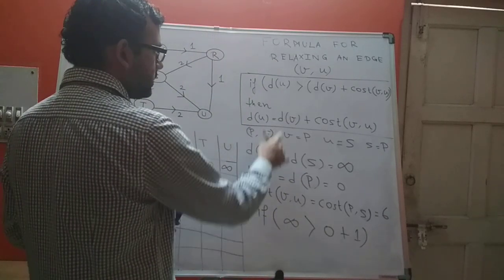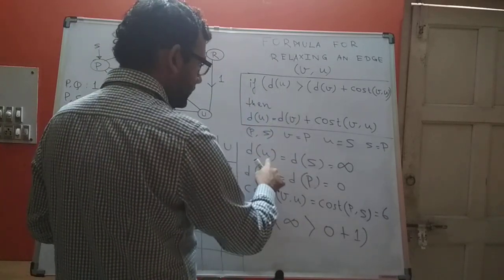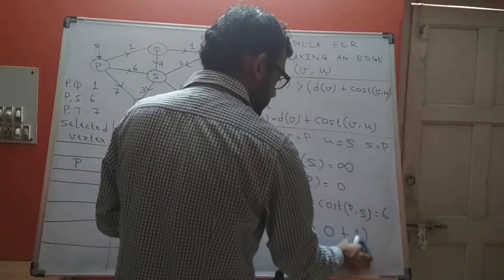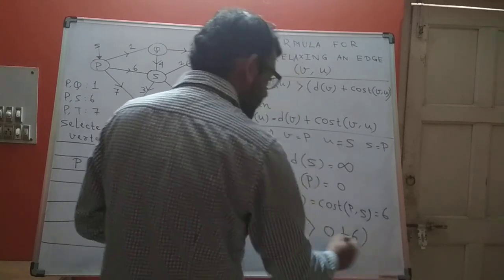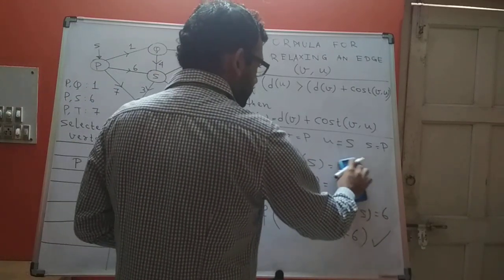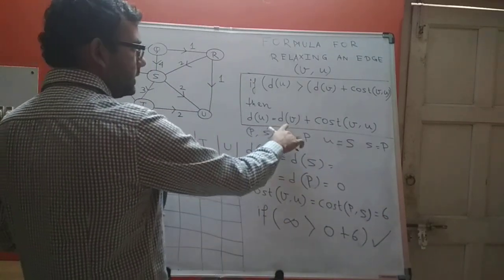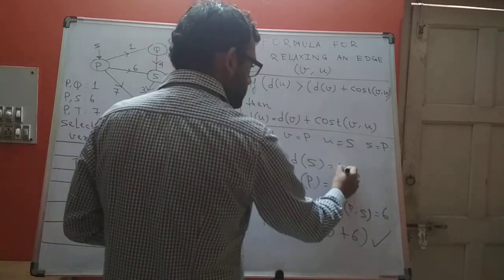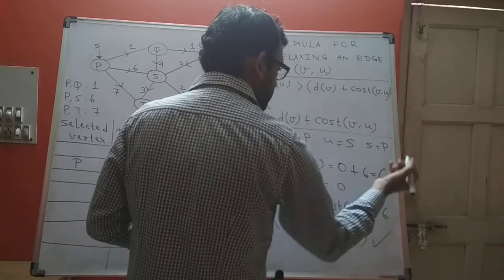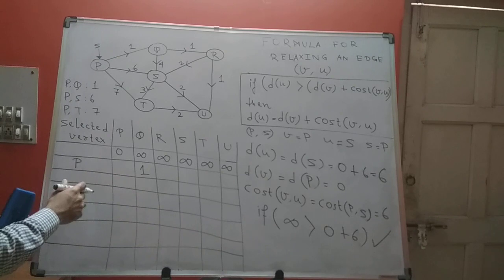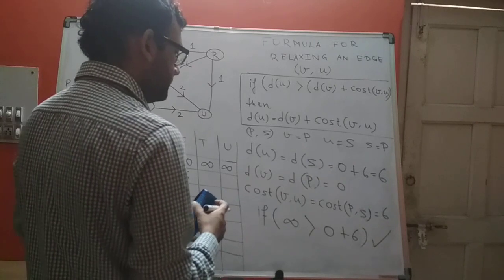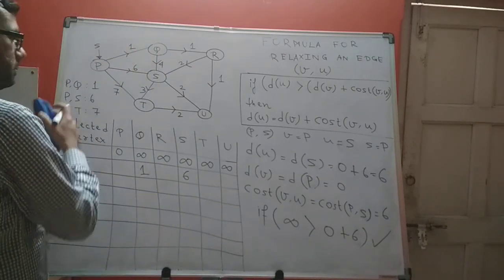Now I'll check the condition. So what is the condition? Is du, what is du? du is infinity. Is infinity greater than dv 0 plus the cost? Cost in this case is 6. So is infinity greater than 6? Yes, the condition is satisfied. So I need to update my du. I'll update my du as dv. What is dv? dv is 0 plus cost of v comma u. Cost of v comma u is 6. That means the cost is 6. So now s becomes 6. And the next edge that I need to relax is p comma t.